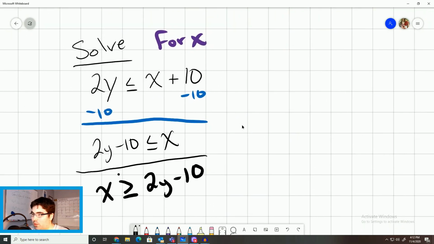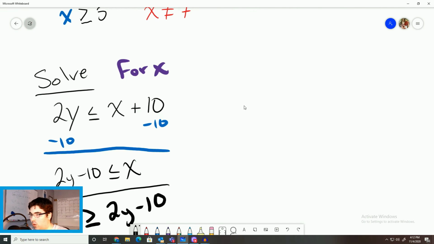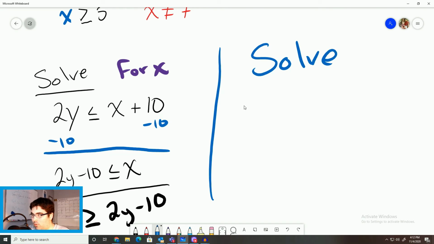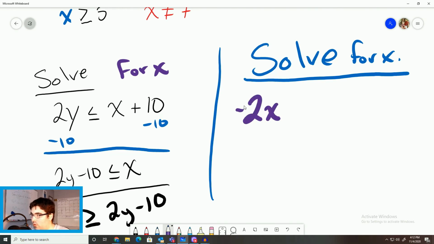The only exception that makes solving inequalities different than solving equations is when we introduce negative numbers. If I say solve for, this time I'll just say solve for x, so there's no mystery. We're solving for x. And let's say I have negative 2x is greater than or equal to 2.